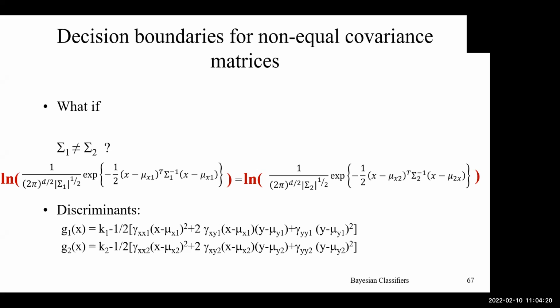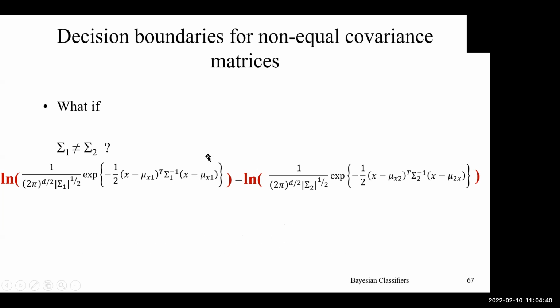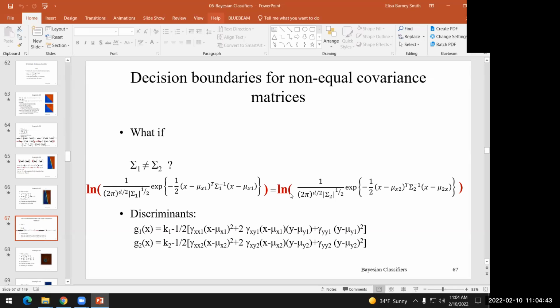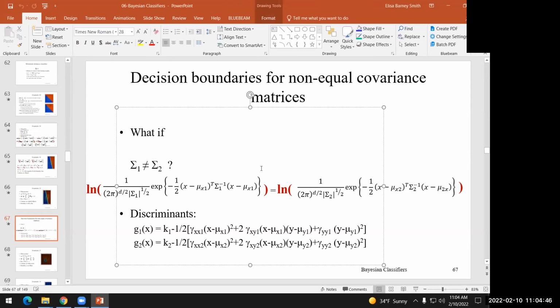Okay. And in your project, you're going to calculate discriminants by taking those logs. So you're not going to code an exponential. You're going to code this form, which is the log of your distribution function, scaled by your a priori probability.